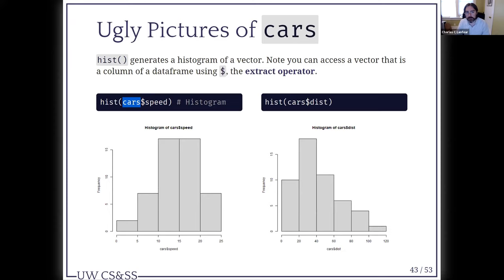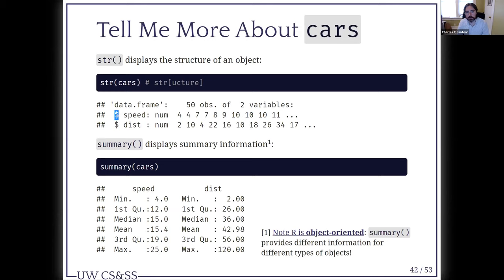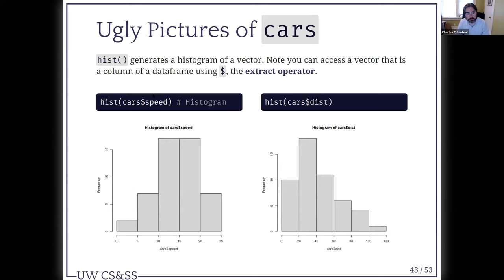If you look back at structure, you'll notice when the structure of cars was displayed, it shows a dollar sign before speed and distance. This is actually telling you that you can use the dollar sign to extract speed from cars. It's just letting you know. Okay, so this is a way to pull out the speed variable from the cars data frame and run a histogram.